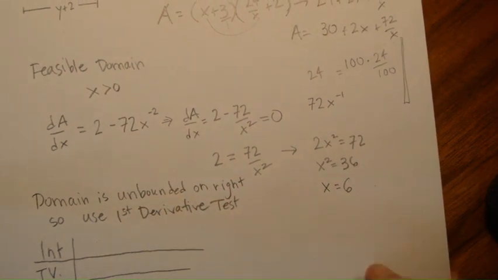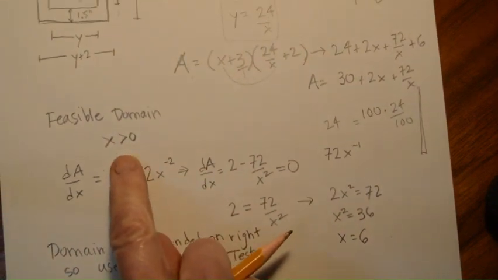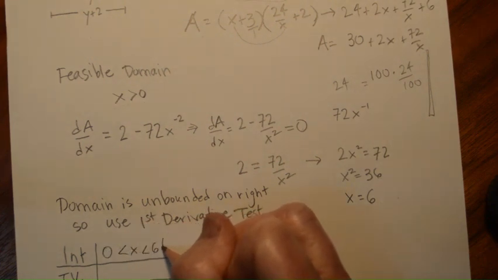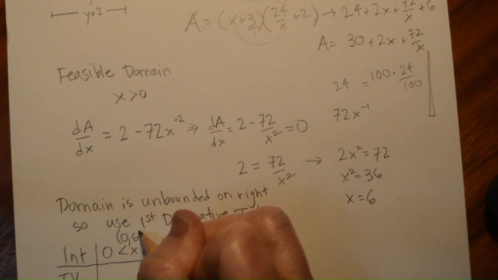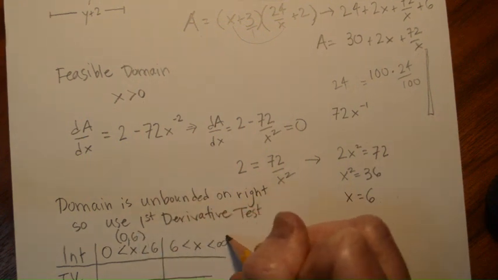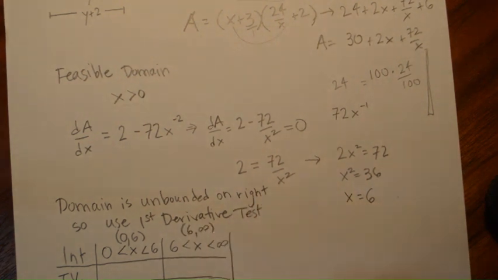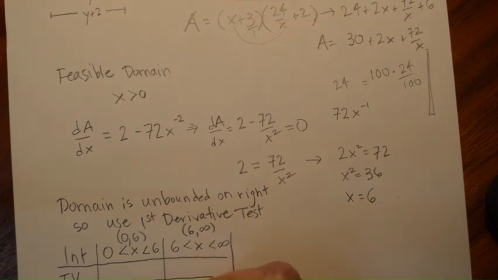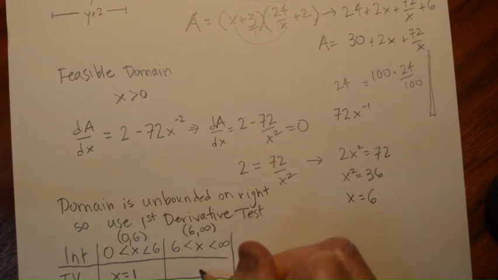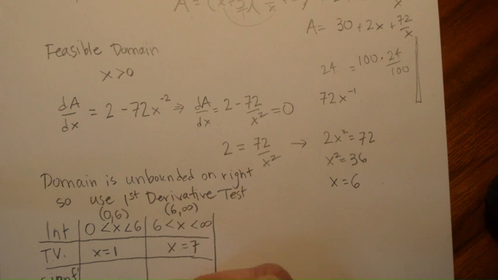All right, so here our interval, since that's our only critical number, it's just going to be the lowest x value, which is 0. So 0 has to be less than x, has to be less than 6. Again, feel free to use this notation, 0 to 6. And then we're also going to say 6 to infinity. All right, so test value or test point, I'm going to just choose x equals 1 for this. And in here, let's just choose x equals 7. All right, and then the sign of f prime.